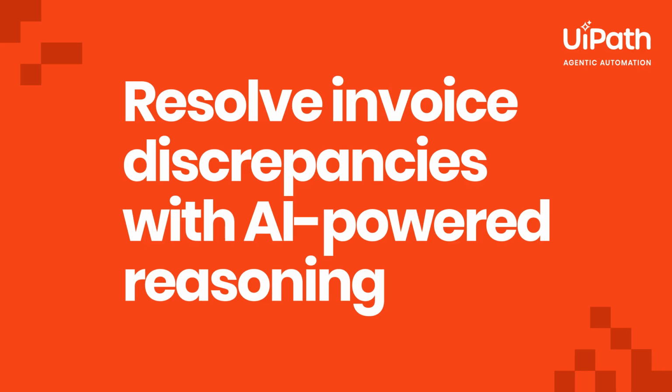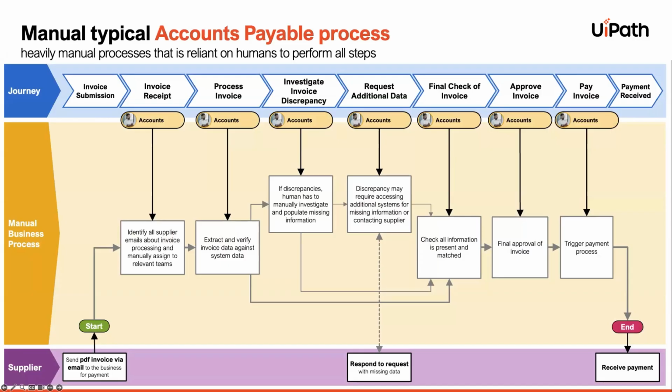Let's deep dive into how we can augment an accounts payable process with Agentic AI. We'll start by looking back at the fully manual accounts payable process, where the supplier would send over the invoice, the team reads the email, picks up the invoice attachment, gets the relevant information from the purchase order to perform a match. If there's a discrepancy, they need to investigate and resolve it.